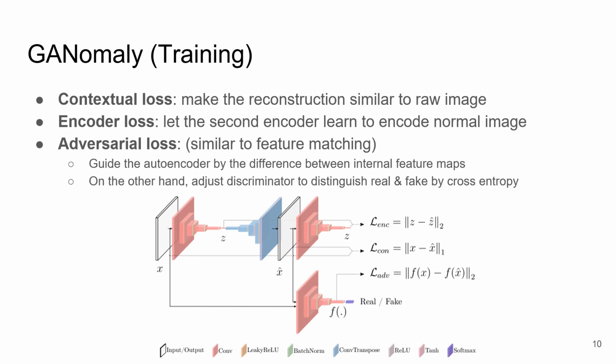Okay. The third loss, the adversarial loss. This loss guides the autoencoder by the difference between internal features of raw images and reconstruction. On the other hand, we can adjust the discriminator to distinguish real and fake images by cross entropy. So this is a GAN structure with an autoencoder with an additional encoder.